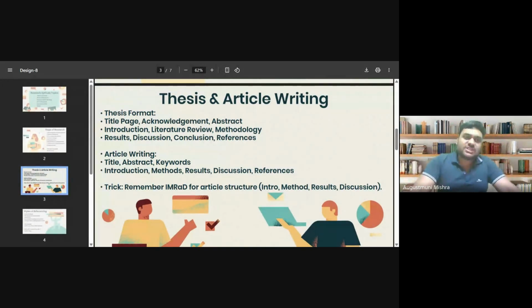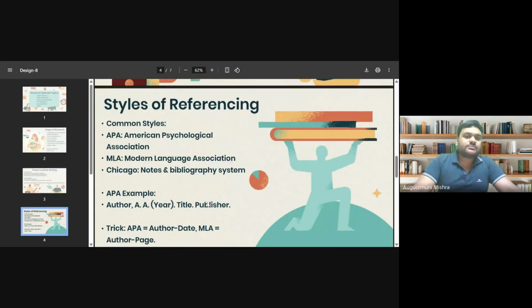I think you got these PDFs in your Google Drive, or you can take a screenshot of that. It will help you understand what the pattern of article writing will be. There will be a title, abstract, keywords, introduction, method, result, discussion, and references. So these are the basic things. Okay, and now moving to another part.